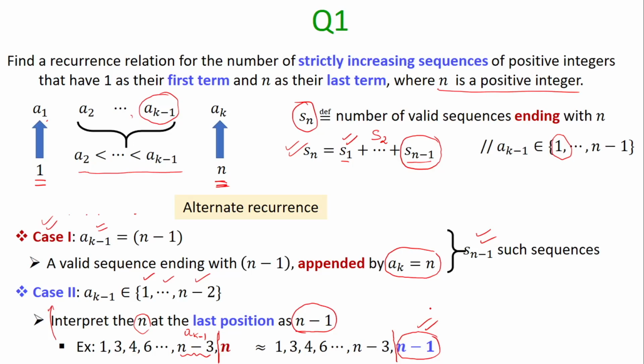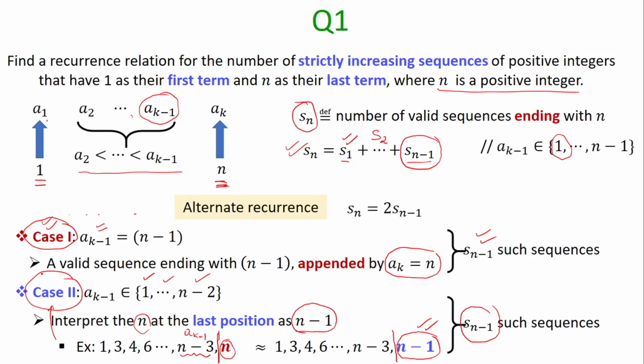Okay, and it's easy to see how many such sequences you will have. By doing this logical interpretation, that is, by substituting the last n with n minus 1 in your mind, you can easily see that there will be s of n minus 1 such sequences. Also, category 1 and category 2 of sequences are disjoint. And you can't have any third category of strictly increasing sequences because your second last position, namely a of k minus 1, could be either n minus 1 or different from n minus 1. These are the only two possible cases, and hence our alternate recurrence equation will be s of n equal to twice s of n minus 1.